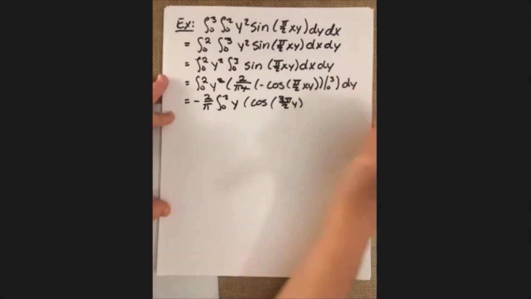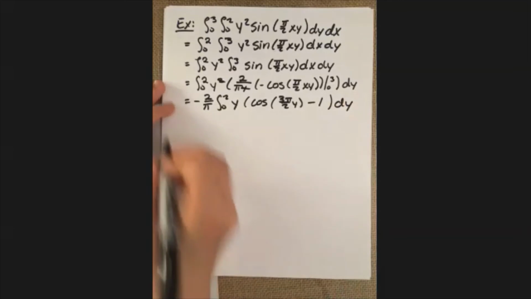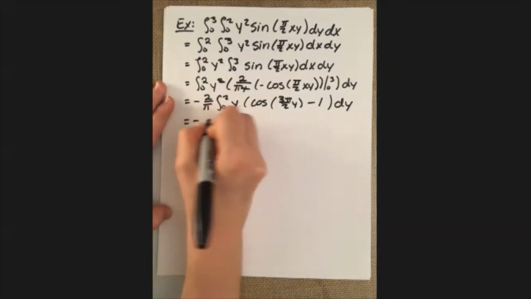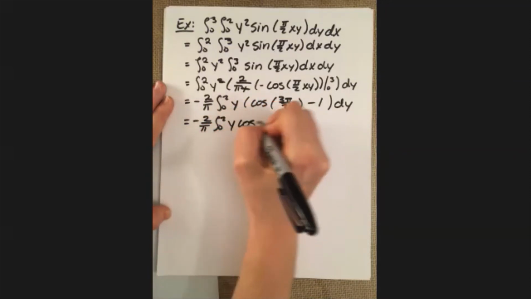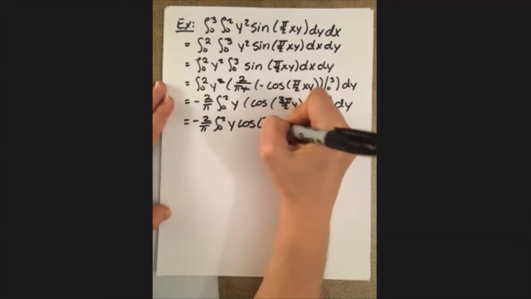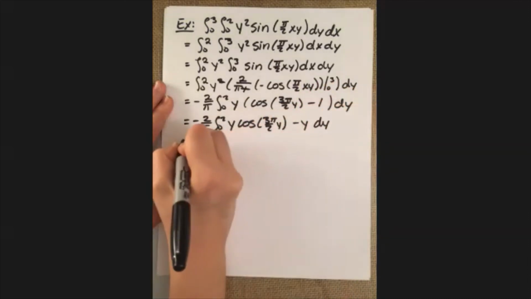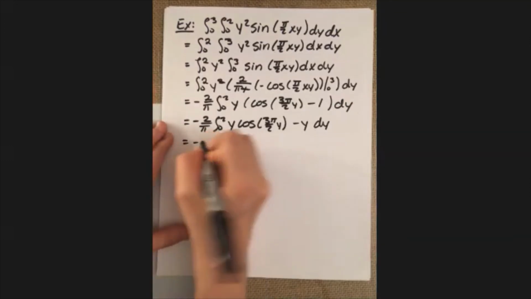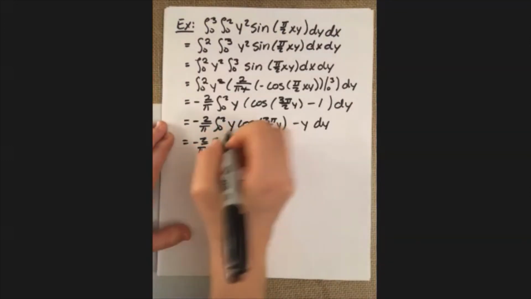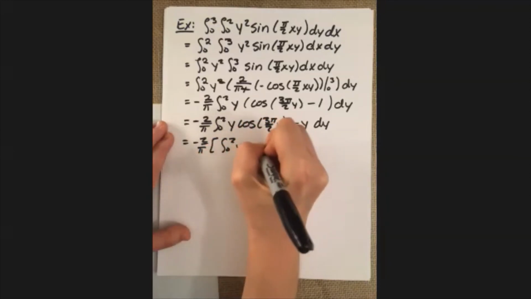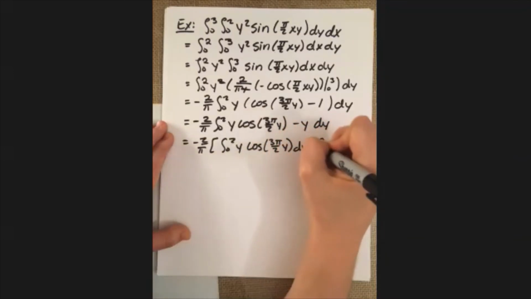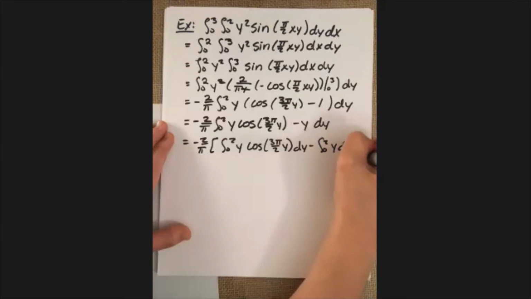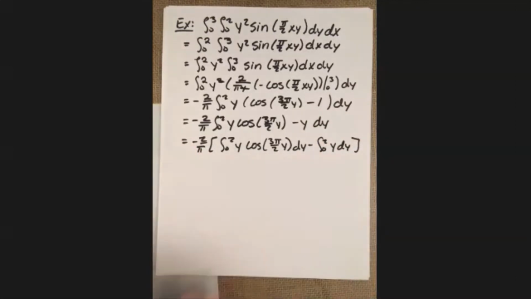0 goes in for the x. I'm going to have cosine of 0, which is just 1, dy. Okay, so that's negative 2 pi integral from 0 to 2 y cosine of 3 pi over 2 y minus y dy. And I'm going to break this down even farther. And what we get is negative 2 over pi integral from 0 to 2 y cosine of 3 pi over 2 y dy minus the integral from 0 to 2 y dy. And then close that parentheses because the negative 2 over pi has to go across the whole thing.